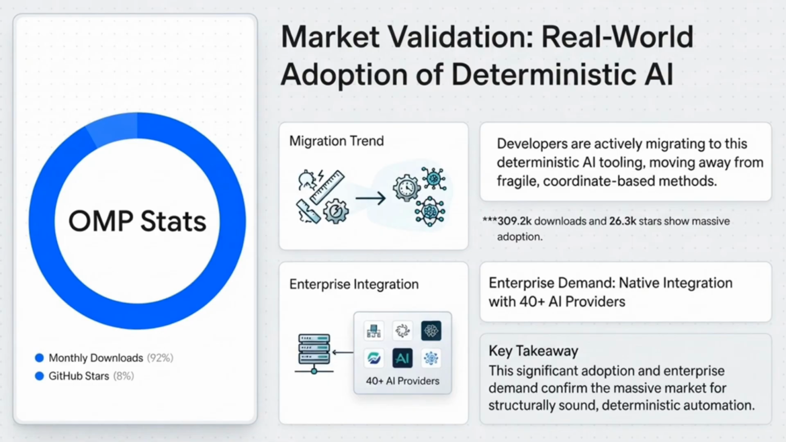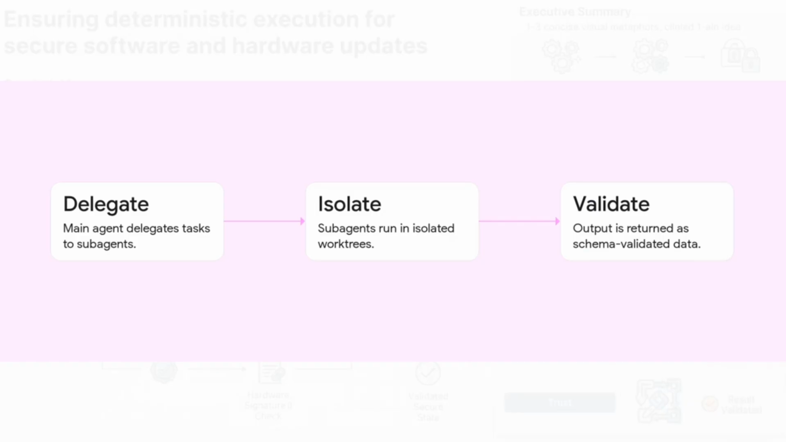We're seeing a rapid, real-world shift in the software industry right now. With over 300,000 monthly downloads and more than 26,000 GitHub stars, developers are actively migrating away from fragile coordinate-based tools toward this deterministic AI tooling. The fact that it natively integrates with over 40 AI providers proves that the enterprise demand for structurally sound automation is absolutely massive. Now, a crucial point is how this determinism scales up for large enterprise projects.